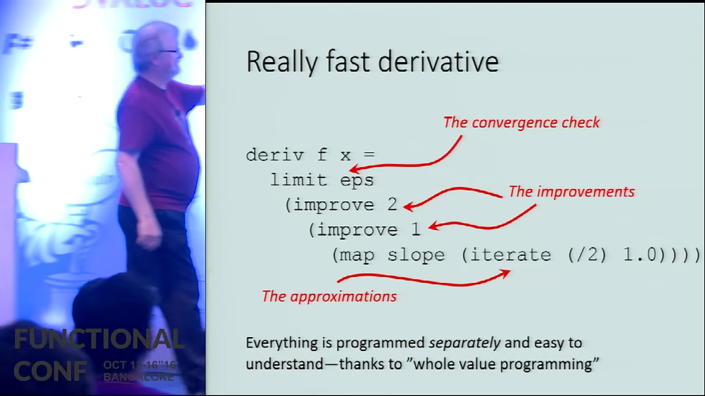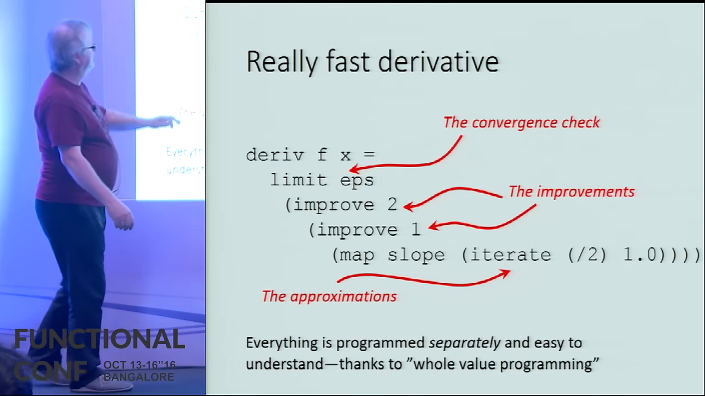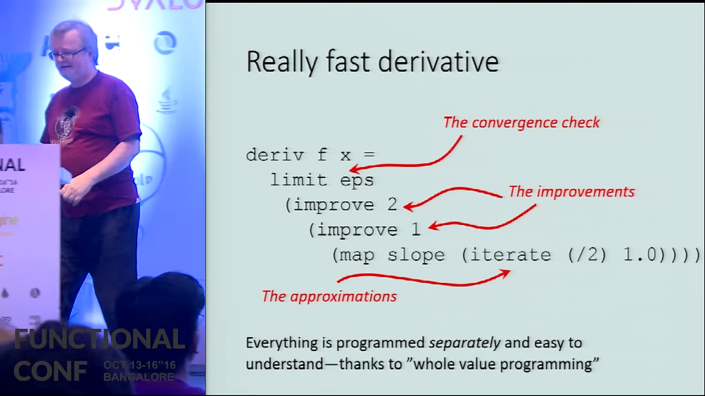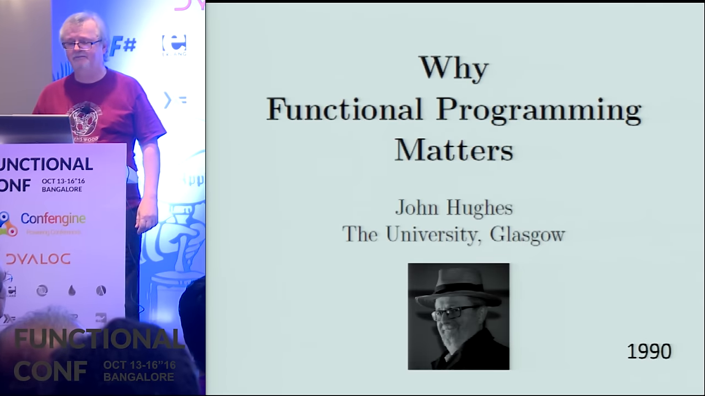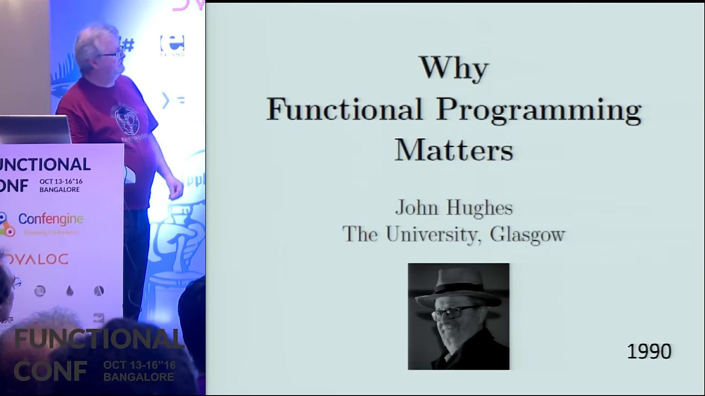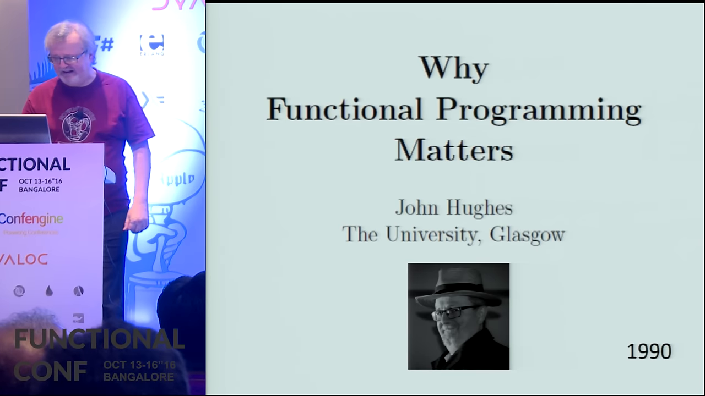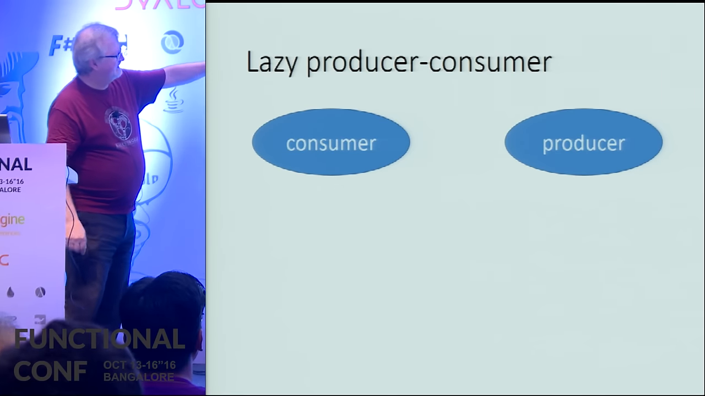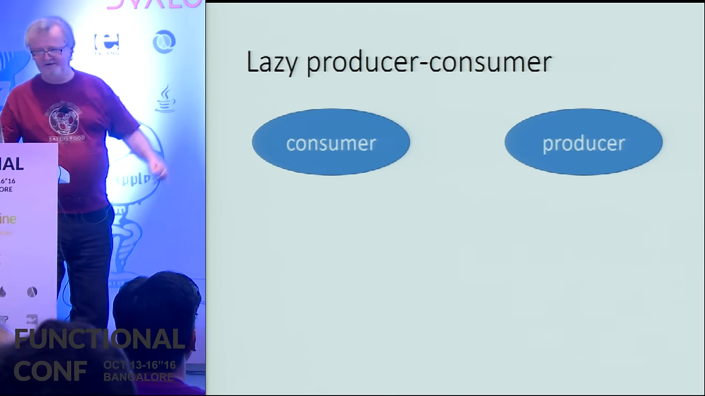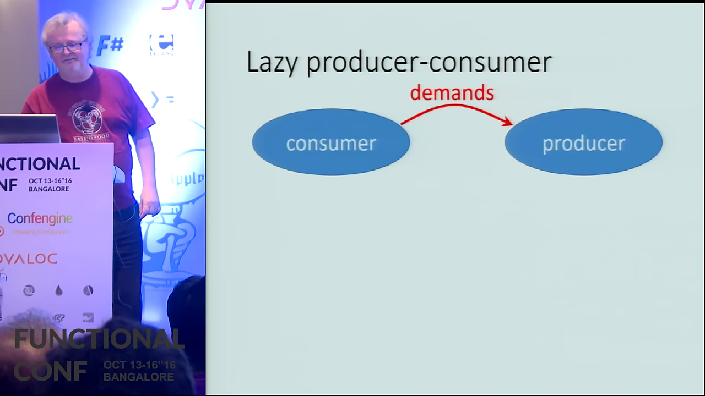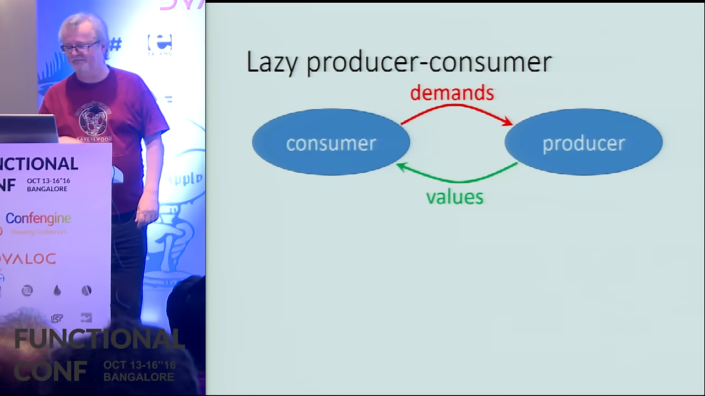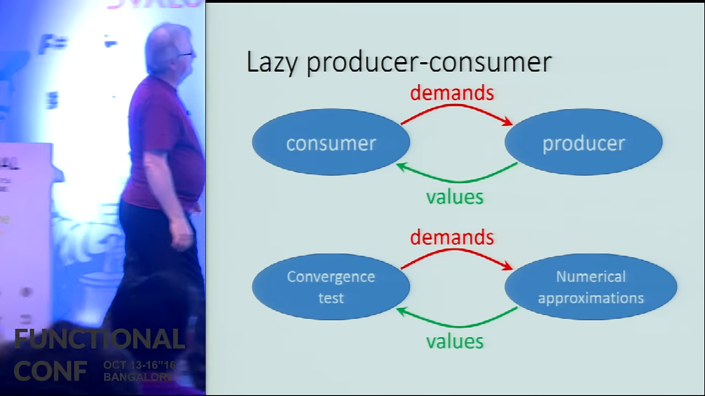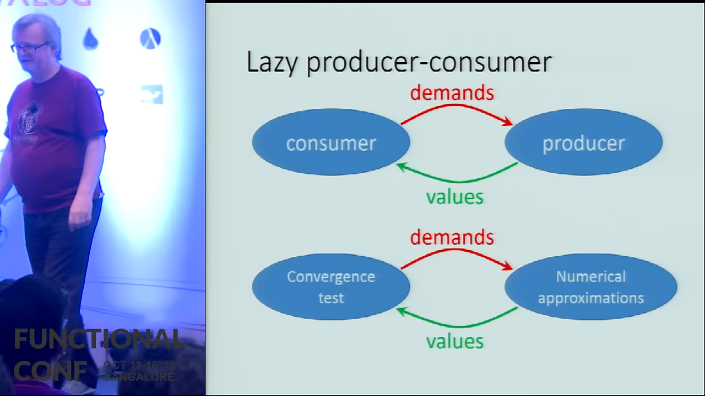If you do this with integration, which is a much more expensive operation, you get a really good numerical integration algorithm very, very easily. So this is some of the stuff that appears in my paper, Why Functional Programming Matters. And the basic idea that the paper uses again and again is that of connecting a consumer and a producer with lazy evaluation. So the consumer demands values, and then the producer generates them. So I've shown you how we can do that with numerical approximations.